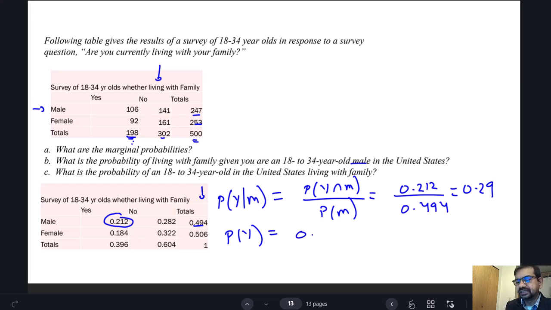So this is, we can just read this off our table. Again, this shows the difference between conditional probability and the marginal probability. So probability of someone living in the family is just the sum of this column, which is 0.396. But when you look at the conditional probability, then we look at the intersection and we divide it by the requisite marginal probability.